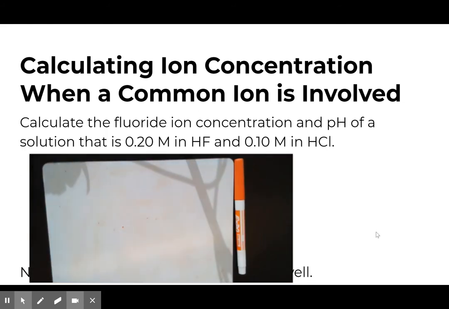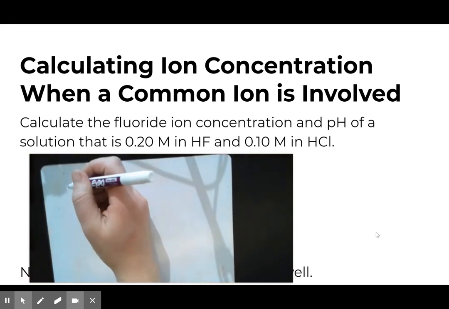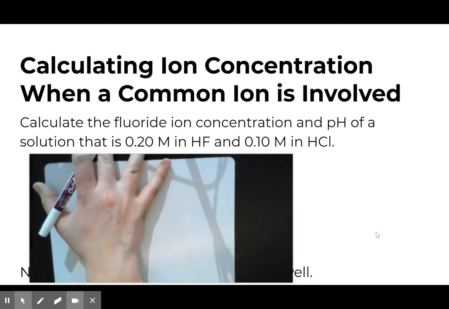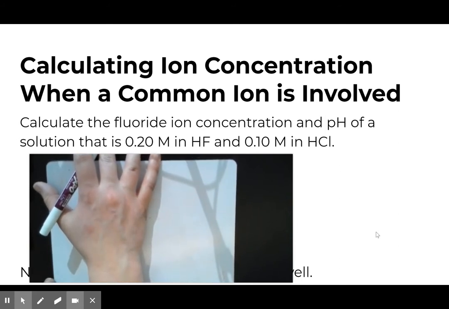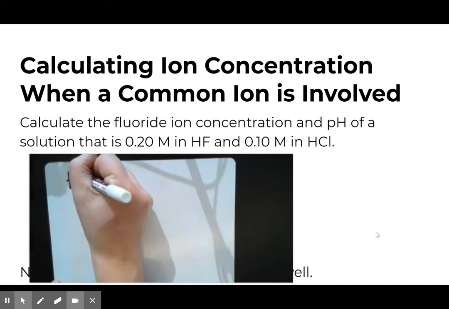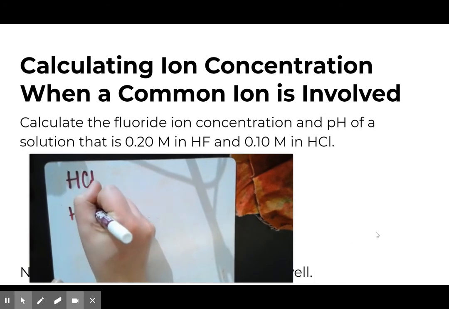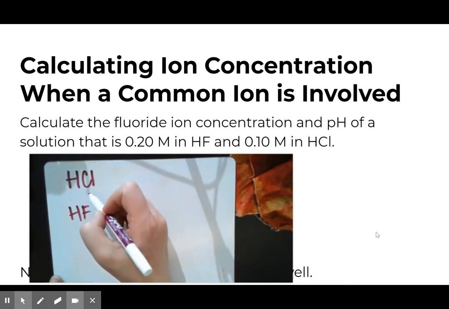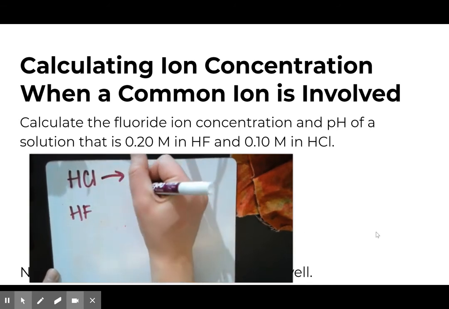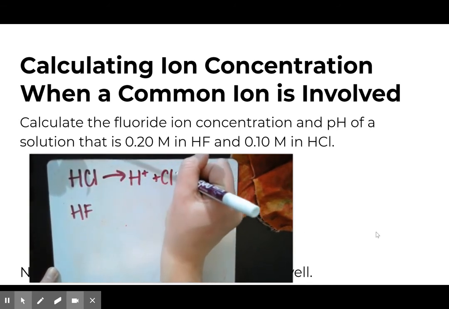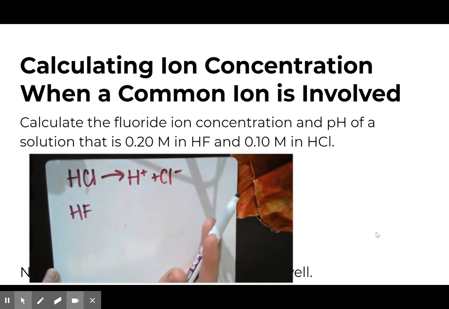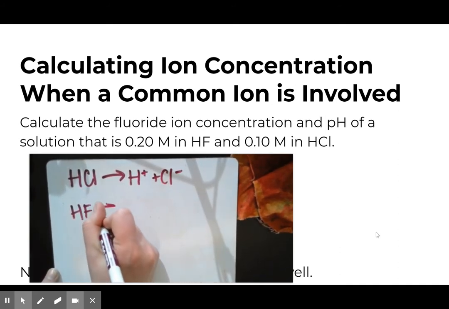calculate the fluoride ion concentration and pH of a solution that is 0.20 molar NaF and 0.10 molar HCl. Okay, so here's what we've got. This is interesting. So what I would do is I would just write out the dissociations for both of these. Okay, so we're dealing with some HF, okay, and some HCl. Okay, so strong or weak acid? Ding, ding, ding, strong. So we're not going to worry about this one so much for our pH, right? These just are made. It's all good. Now, the HF, weak.